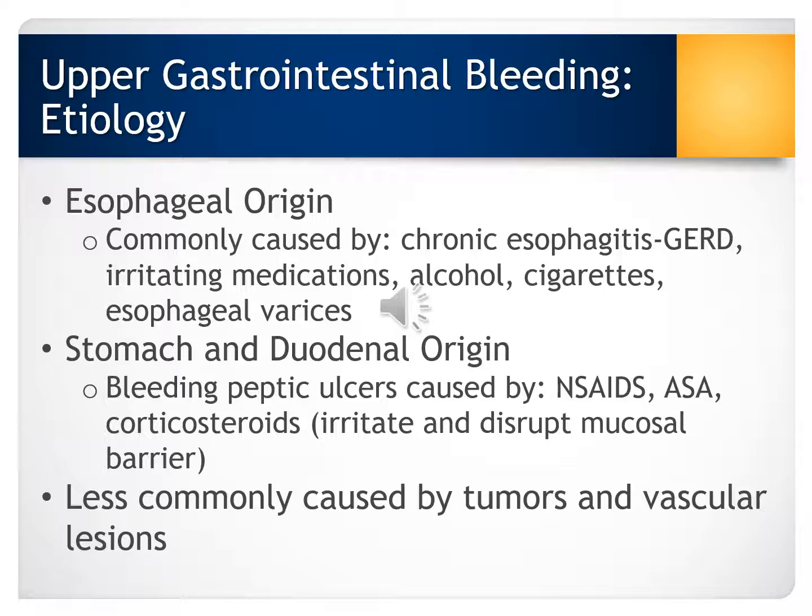Bleeding peptic ulcers account for 40% of the cases of upper GI bleeding. Typically these are caused by medications such as NSAIDs, aspirin, and corticosteroids, because they irritate and disrupt the mucosal barrier. Less commonly, you can see upper GI bleeding caused by tumors and vascular lesions.